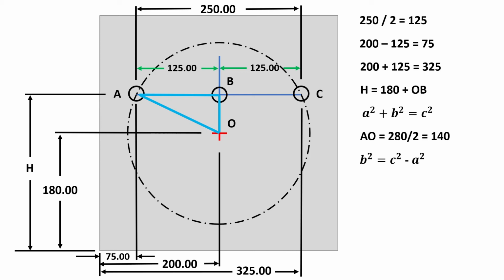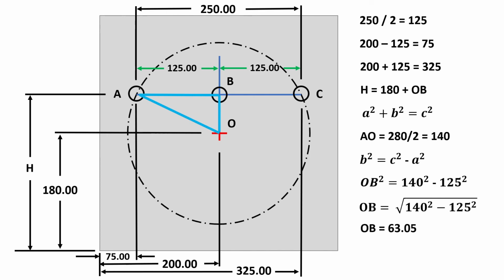Now let's fill in what we know. Let's rewrite to solve for OB by removing the squared sign from OB and adding the square root sign on the other side of the equal sign. OB is equal to 63.05 millimeters. Now that we have the length of OB, we can solve H. H is equal to 180 plus 63.05. H is equal to 243.05 millimeters.